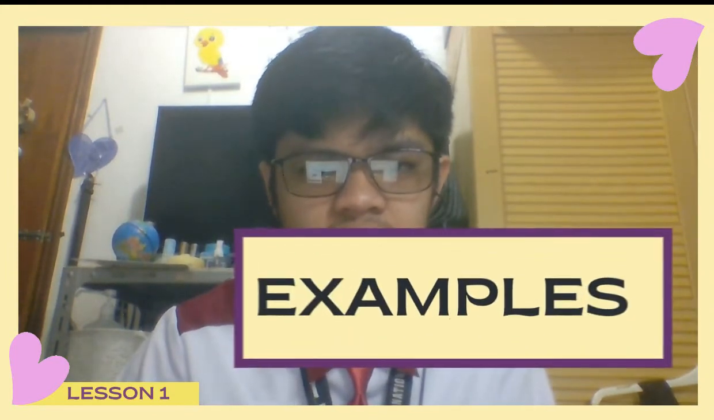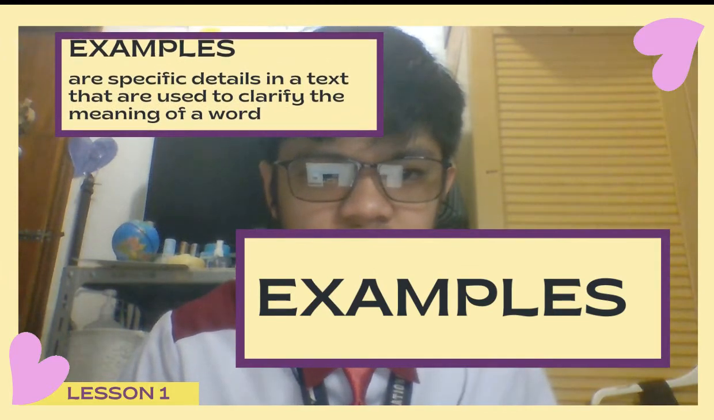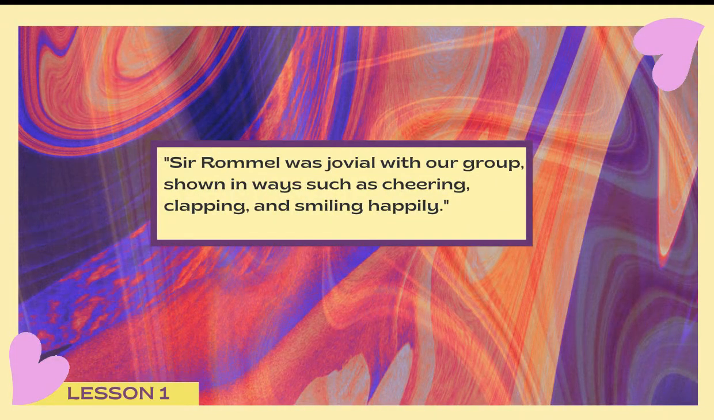Third skill under this strategy is the skill of comprehending examples. Examples are specific details in a text that are used to clarify the meaning of the word. Words and phrases that signal examples are such as and for example. For example, Sir Amel was jovial with our group, shown in ways such as cheering, clapping, and smiling happily.